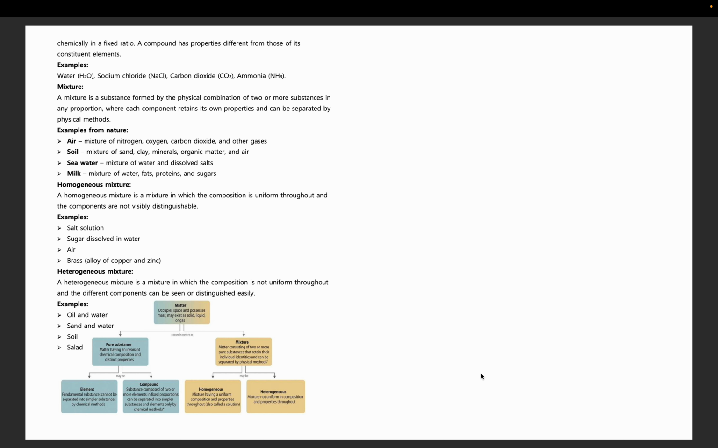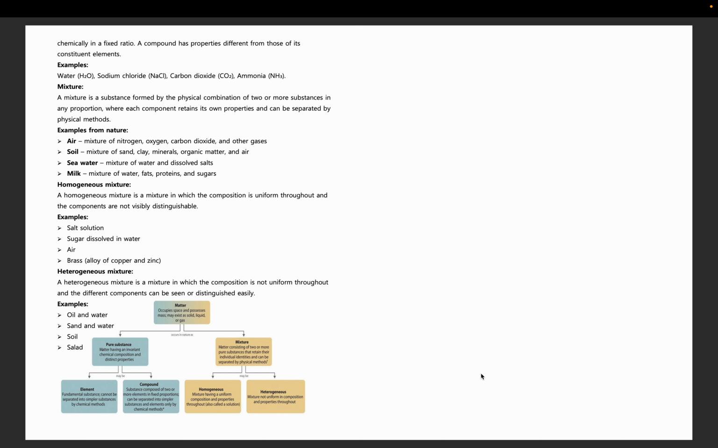Homogeneous mixture. A homogeneous mixture is a mixture in which the composition is uniform throughout and the components are not visibly distinguishable. Suppose we take the example of sugar dissolved in water, called sarbat. In a sugar solution of water, the sugar is invisible in the water, and in any portion of the sample, the ratio of water and sugar will be the same. Similarly, in air, the percentage of nitrogen is about 78 and oxygen about 22 almost, and these proportions in air are almost the same everywhere.